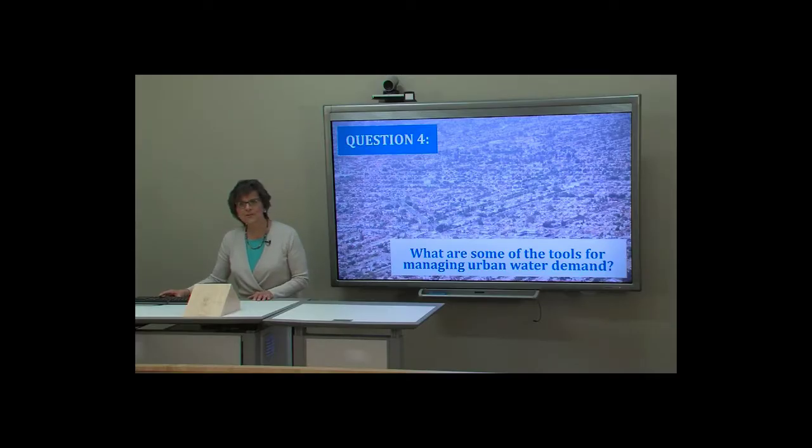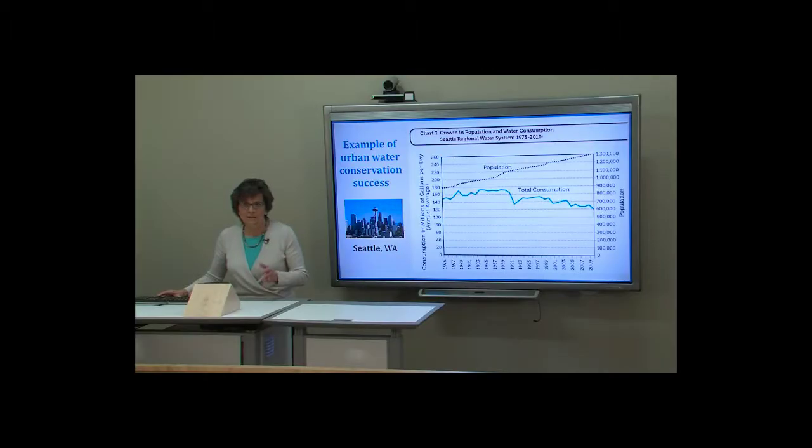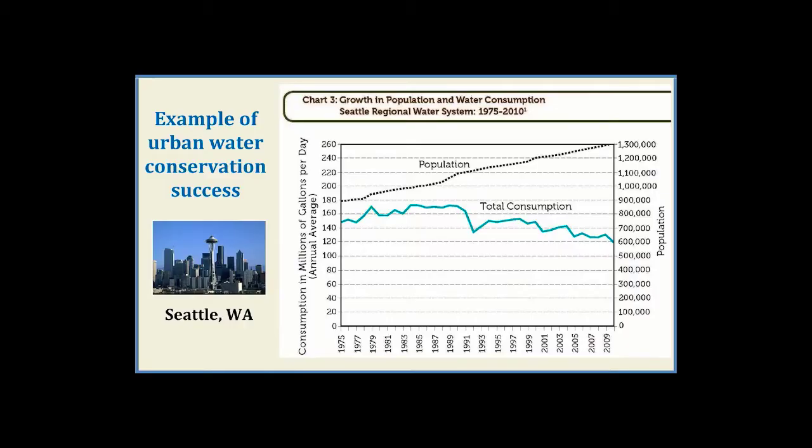So here's our fourth question. What are some of the tools for managing urban water demand? Water demand science and practice is evolving rapidly in the West, and there are many examples of cities that have been successful at reducing overall consumption of water, even in the face of growing populations and economies. Here's one example of Seattle, where they've had great conservation success in a chart related to tracking their use over time. But other cities have done the same.